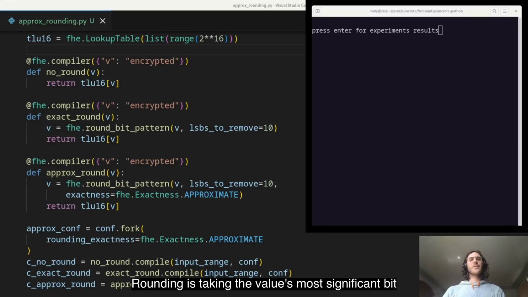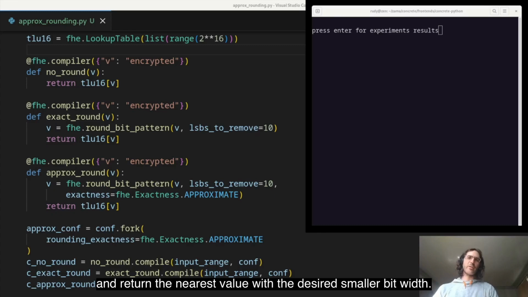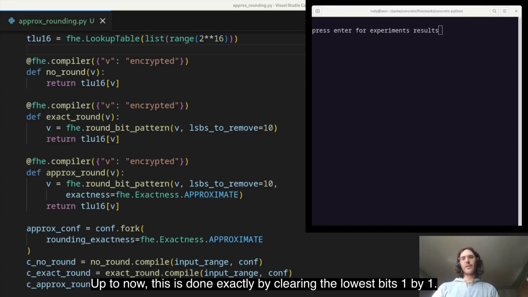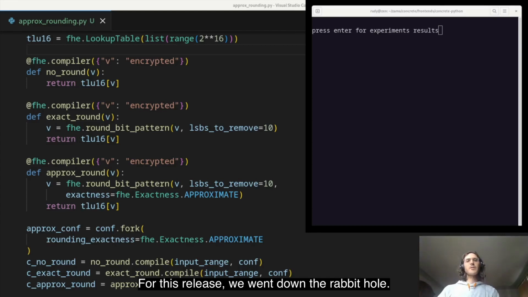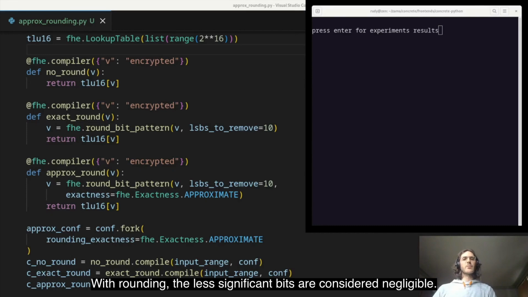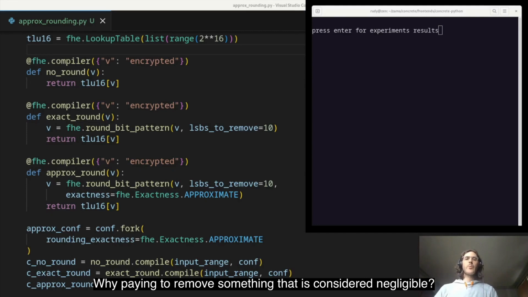Our rounding is taking the value's most significant bits and returning the nearest value with the desired smaller bit width. Up to now, this is done exactly by clearing the lowest bits one by one. The clearing in itself has a cost, but it's still faster to round than not to round. For this release, we went down the rabbit hole. With rounding, the less significant bits are considered negligible, so wiping them to remove something that is considered negligible has a cost.